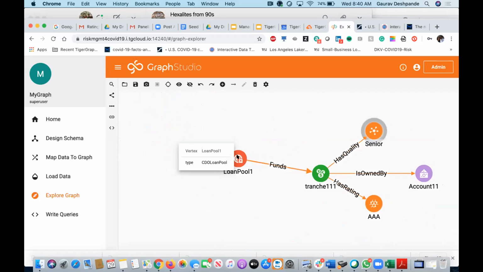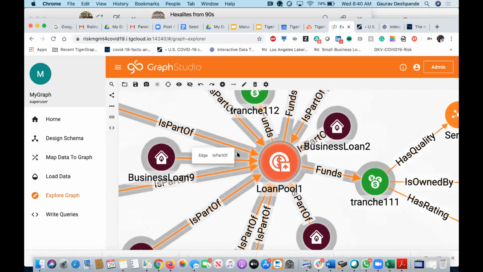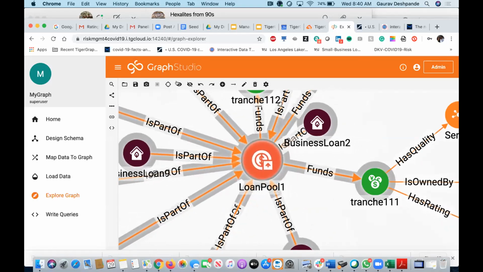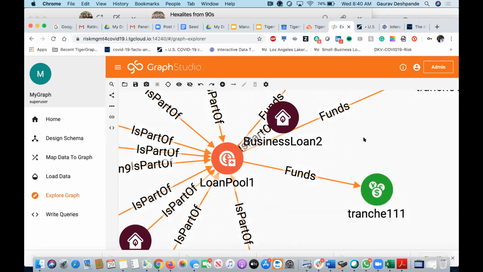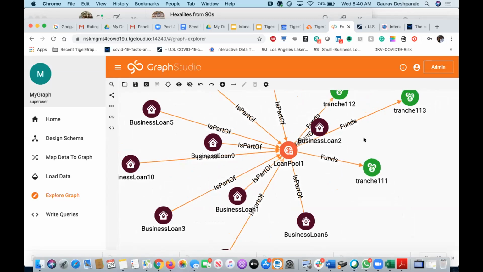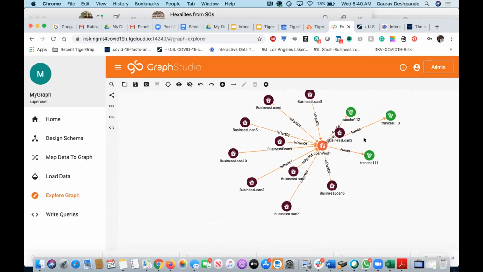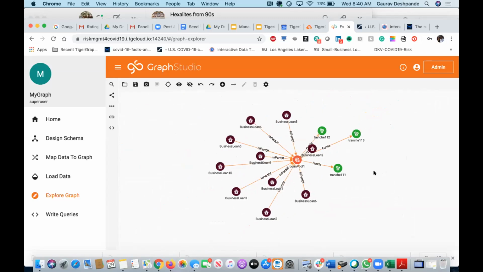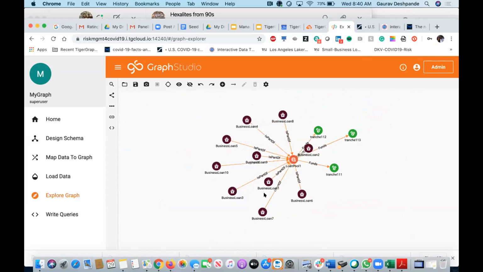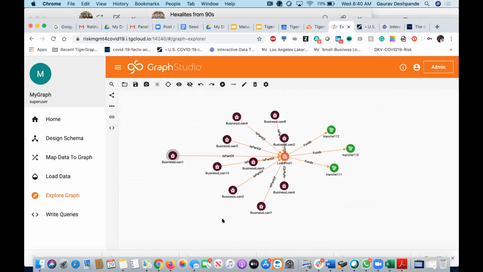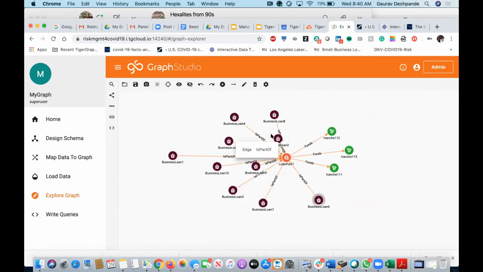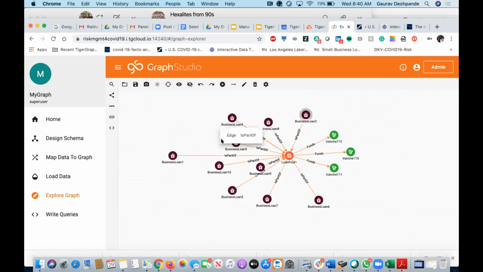Now I see that it's attached to a loan pool here. So I'm going to take a moment to drill down further into this particular loan pool. Again, in the interest of keeping things clean, I'm only going to show selections here. I'm going to look at all the different things that are part of this loan pool. I can see here that there are different businesses that are part of this particular loan pool. It looks like there are about 10 businesses, 1, 2, 3, 4 through 10.